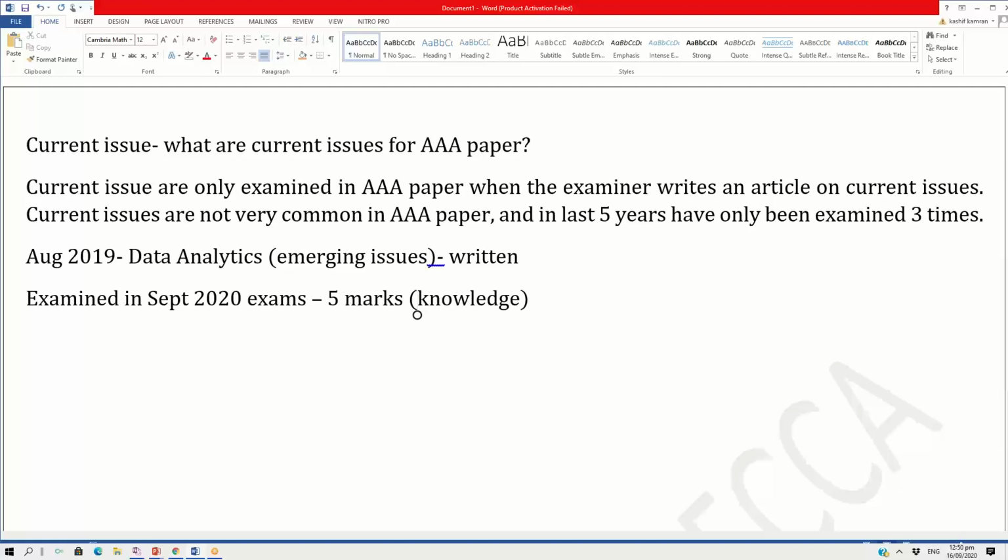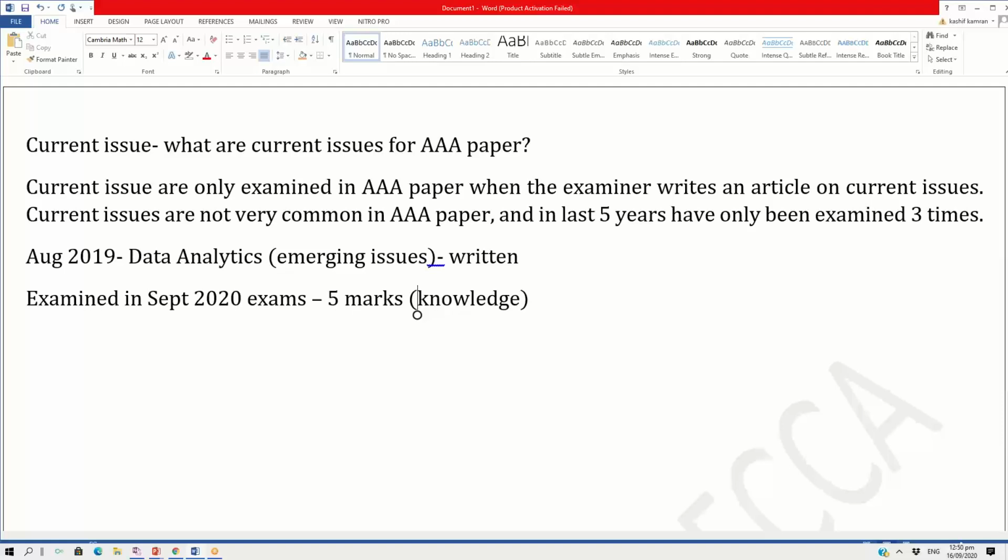Now, is there any current issue for December exams? Is there any current issue for March exams? For June exams coming up? We cannot be sure of that unless and until the examiner writes an article. Now, even if a month before your exam the examiner writes an article, it can become important for your exam settings. So I as a tutor, you as a student need to be very watchful.